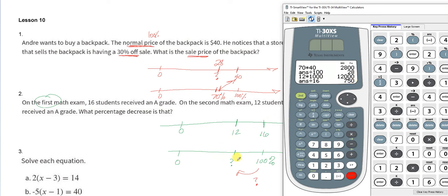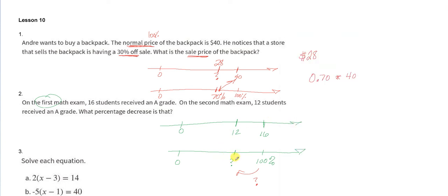So that tells me 75%. So it went from 100% down to 75%. So that is a 25% decrease. Because 100 minus 75 equals 25. That's why. Okay, so there's number 1. There's number 2. A good start to lesson 10.